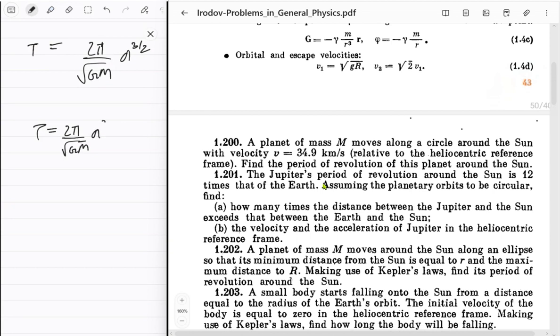So this is completely in terms of the radius, or whatever you want to call it. We would also like this in terms of velocities.